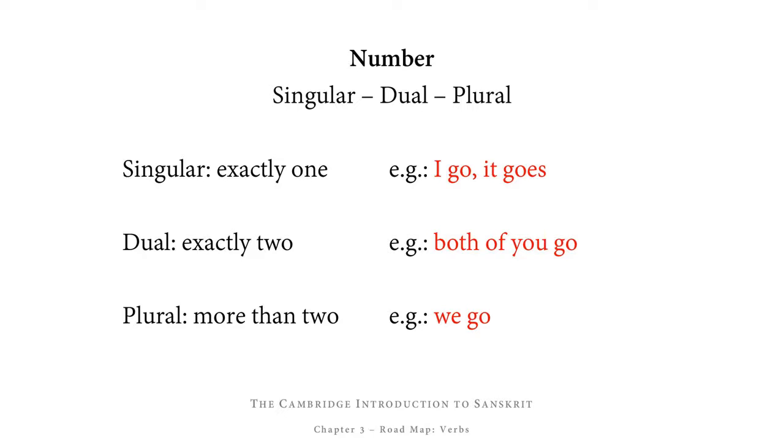Note that there is a difference between Sanskrit and English here. English only has two numbers, namely singular and plural, where plural would be used whenever you've got more than one, i.e. 2, 3, 4, and so on. But Sanskrit has a separate number for exactly two people doing something.